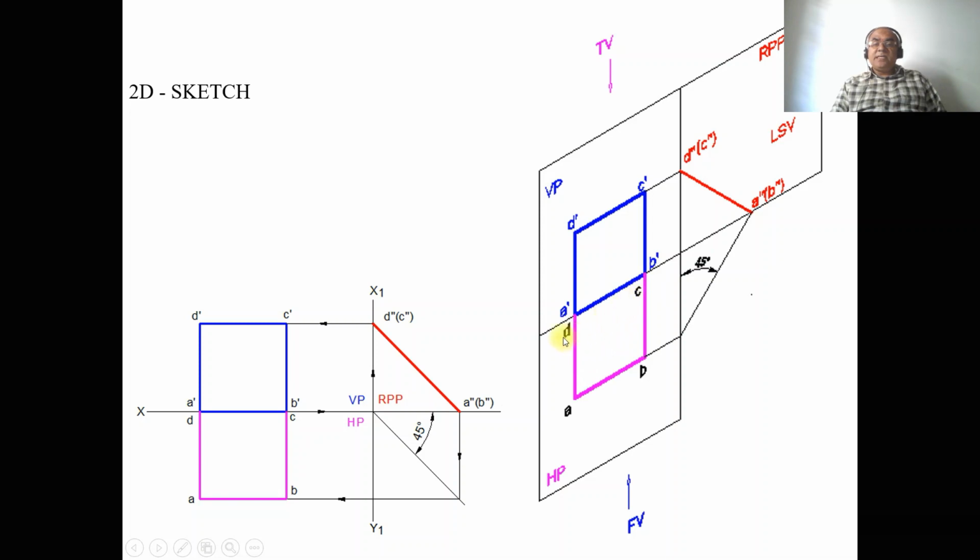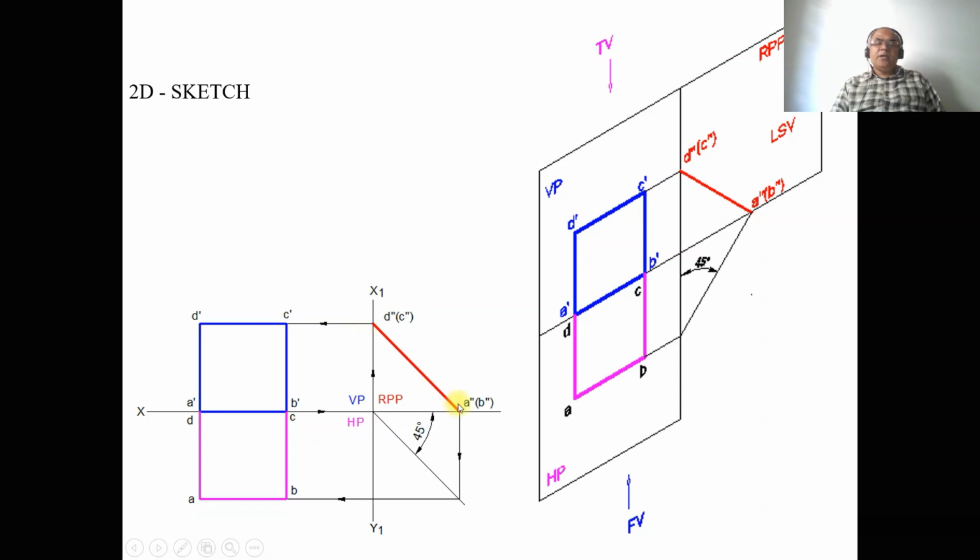We can see here CD is on VP. So obviously D double dash C double dash is on the X1Y1 line, and AB is away from VP. So you can see from here this distance is away from the vertical plane. So this is how we will be able to analyze this problem in a 2D sketch. Also, the same thing we have written here, except that we have not shown any dimensions. This is the surface which is inclined to HP here, and this is the surface which is inclined to VP here, and the surface is still perpendicular to the profile plane.